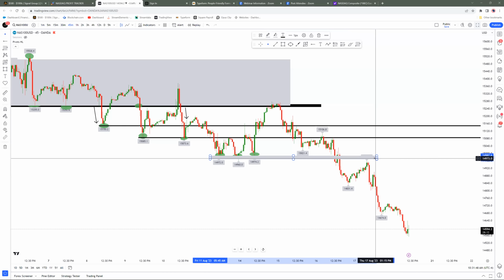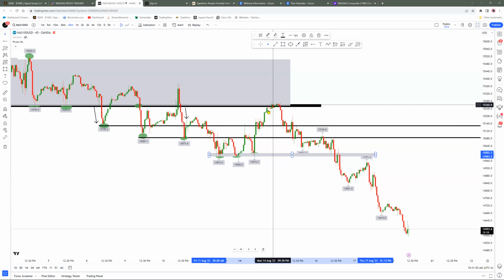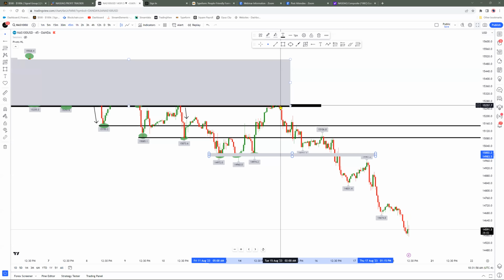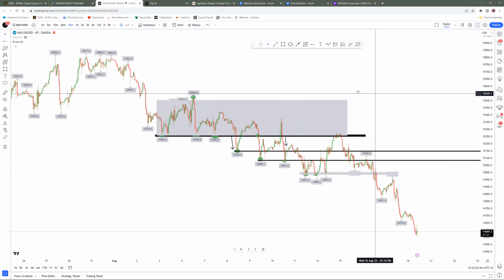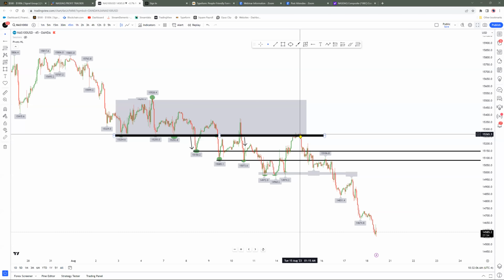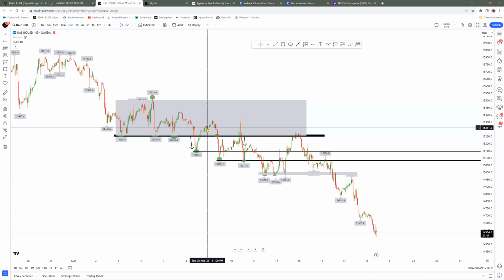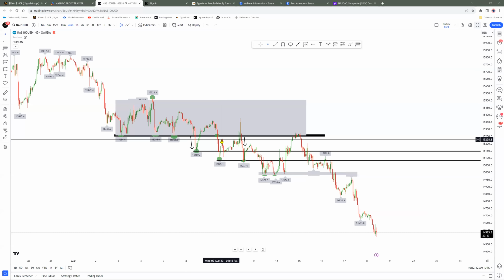So after it starts making lows, it ends up buying back up to that level that we're looking for, right? London session comes. This is a perfect example of the structure. Price ends up coming here and selling back under this level of support, right?